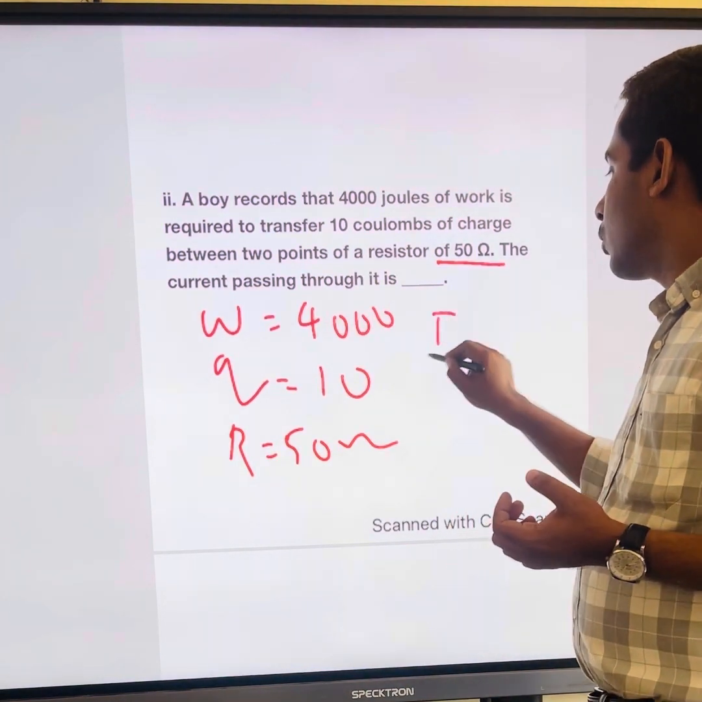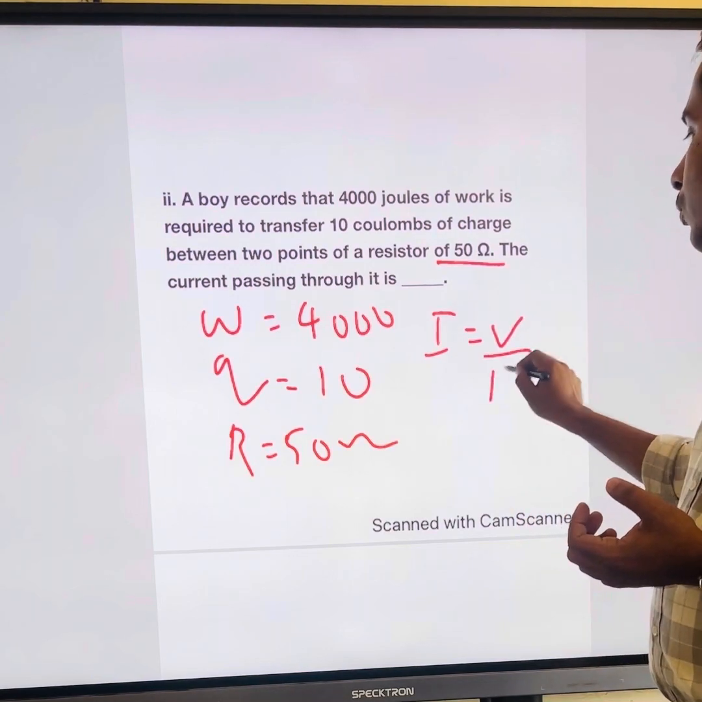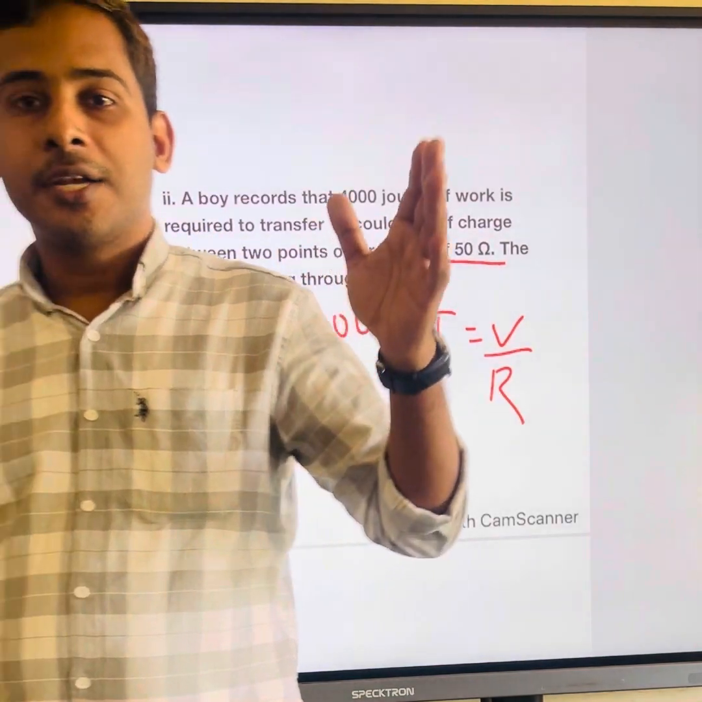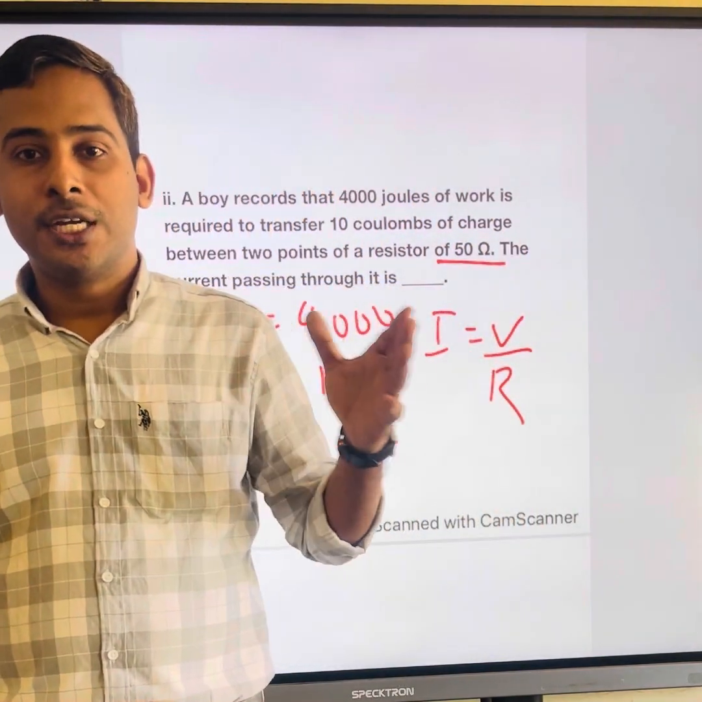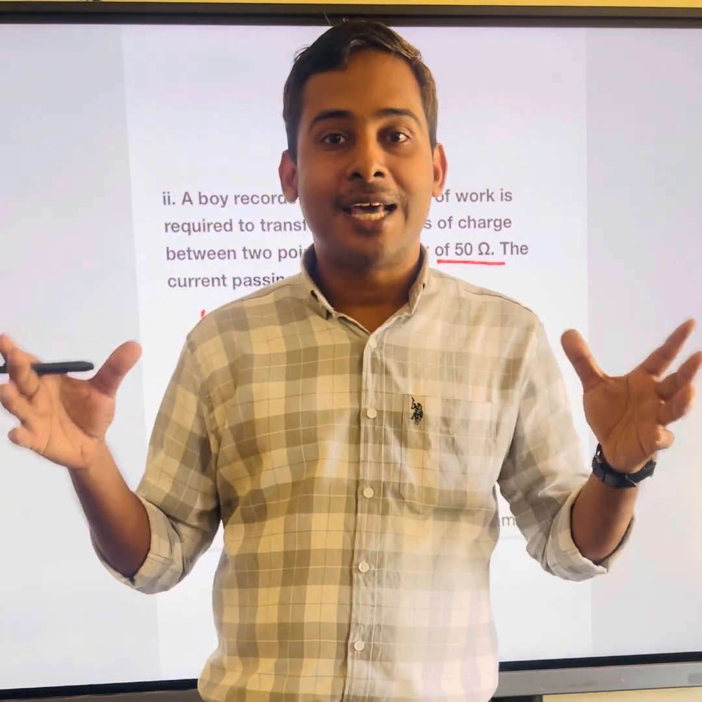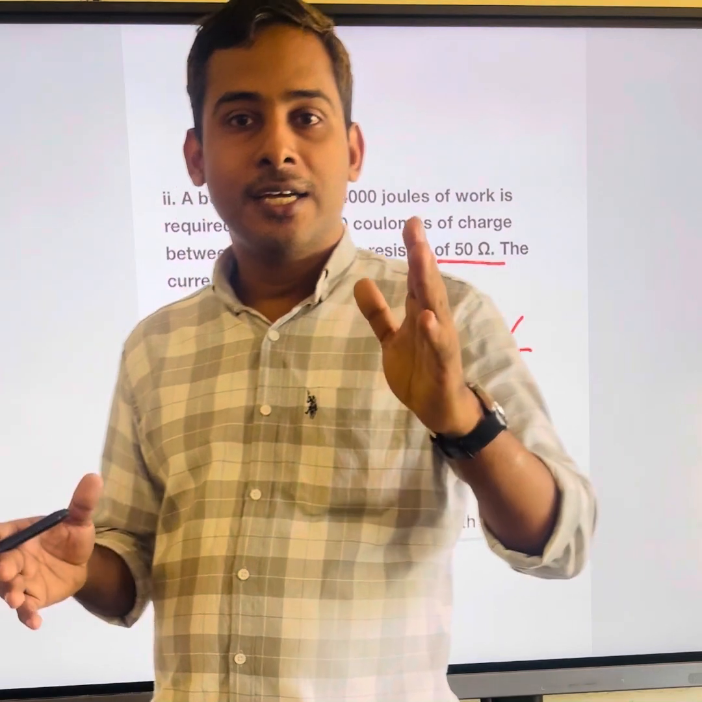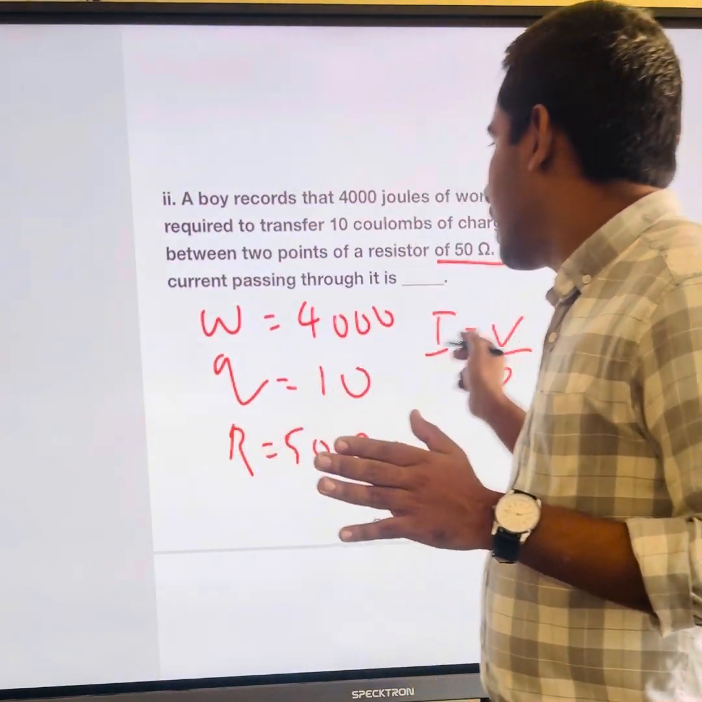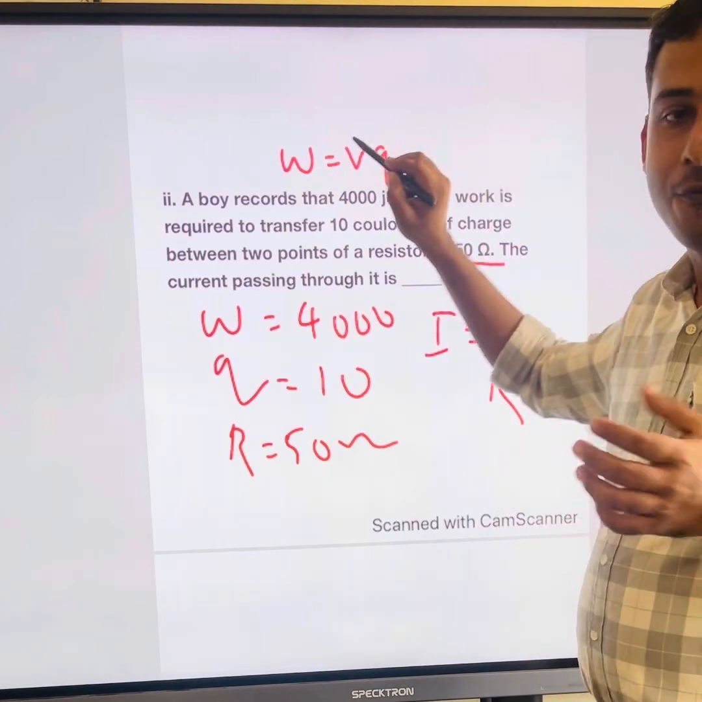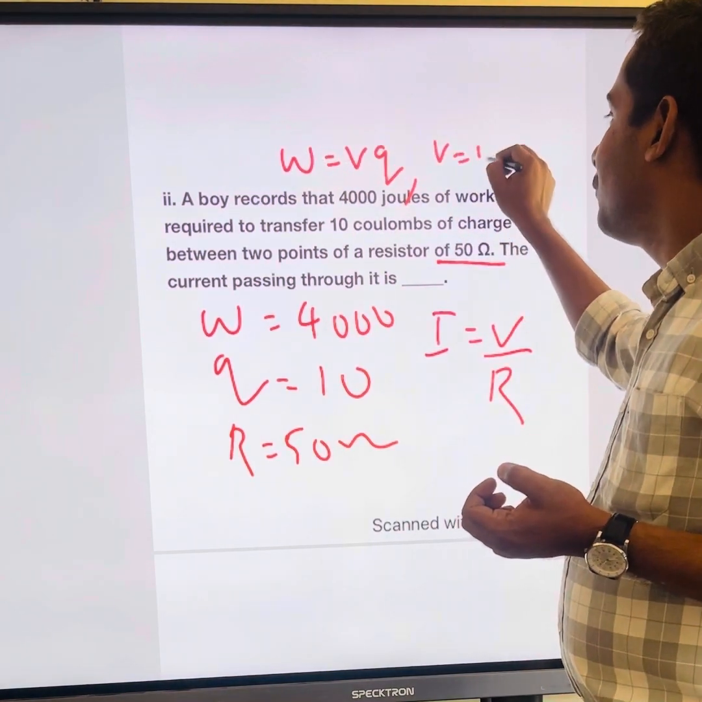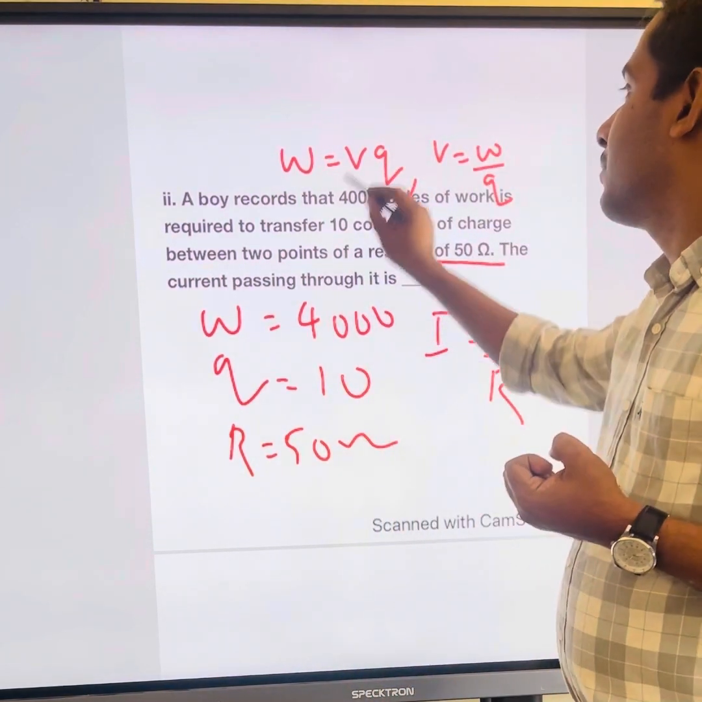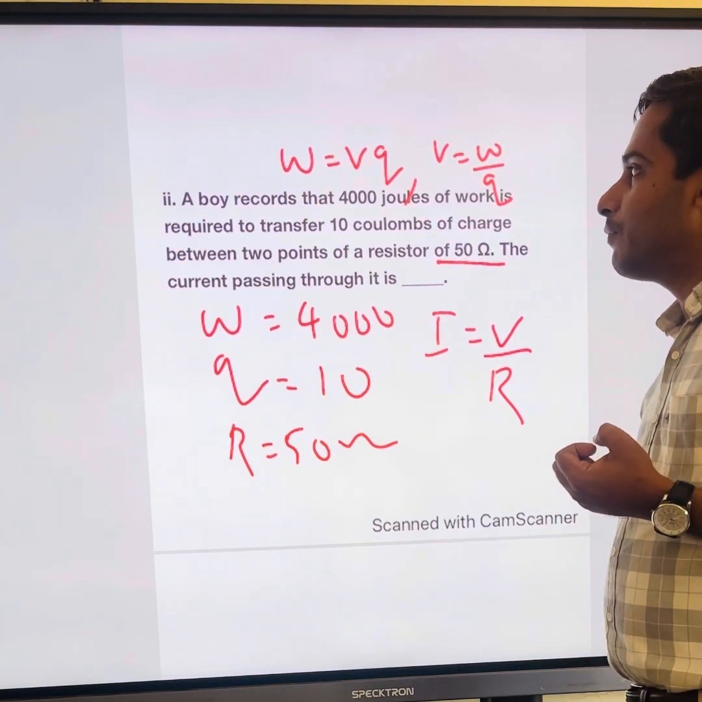So Ohm's law we have I equal to V by R. What is Ohm's law? I equal to V by R. At constant temperature, the potential difference across any conductor is directly proportional to the current flowing through that conductor. That was the Ohm's law. So in the last question I had said already W equal to VQ. From that we can write V equal to W divided by Q. Am I correct? From that V equal to W divided by Q.